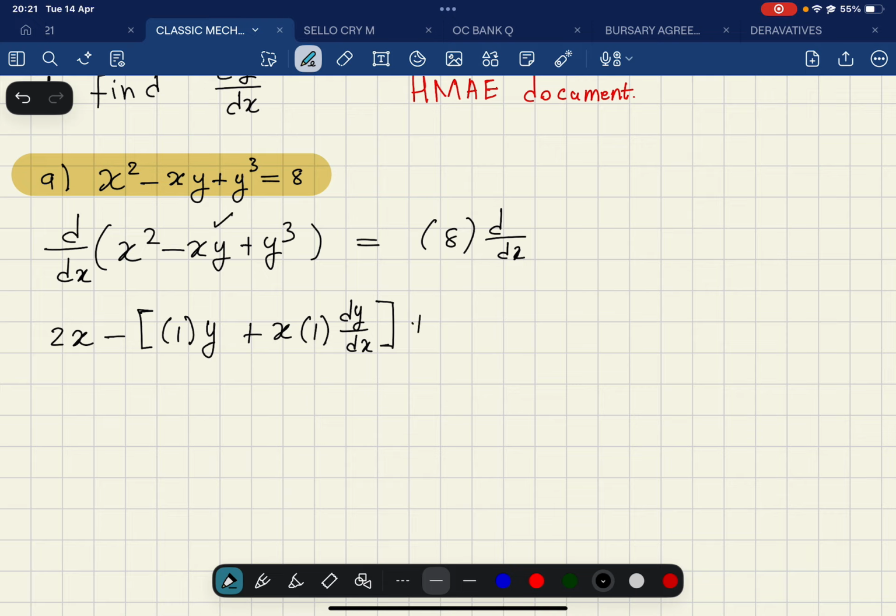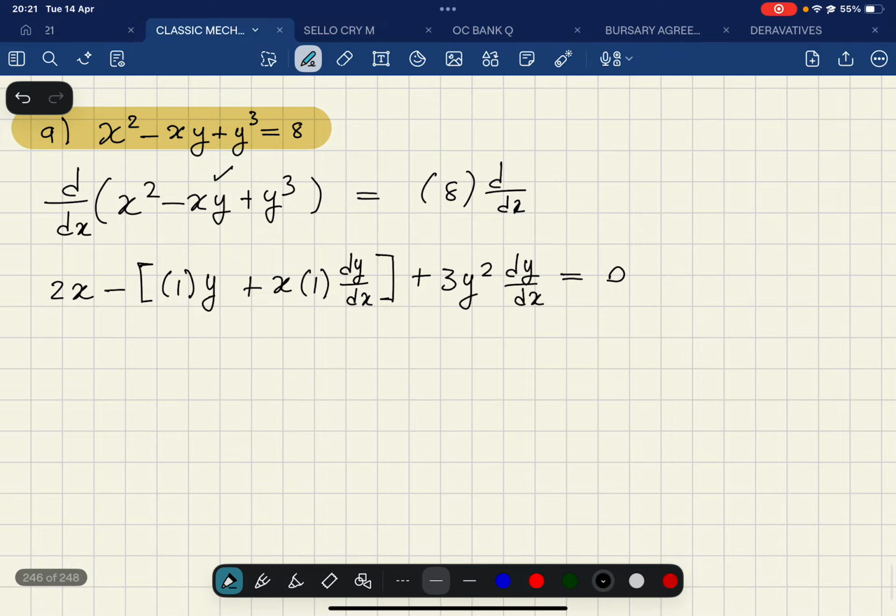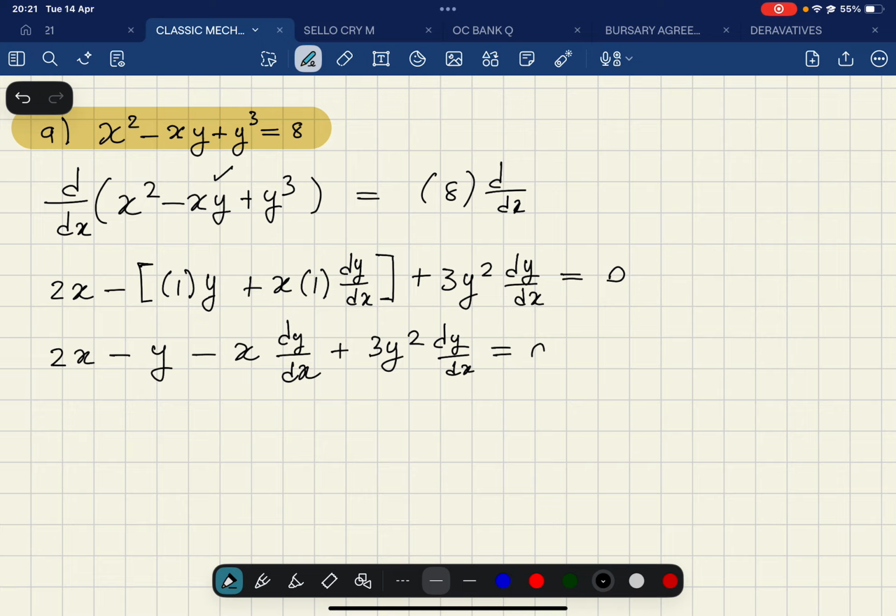Then now I'm deriving y cube, which is equal to what? 3y squared. Then I tell them I derive dy with respect to x, which is equal to derivative of a constant is a 0. Then from there I have 2x minus y minus x dy over dx plus 3y squared dy over dx, which is equal to 0.